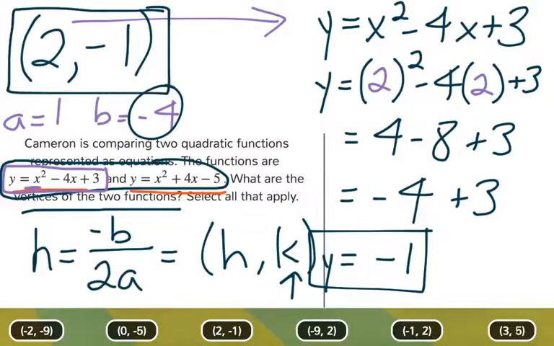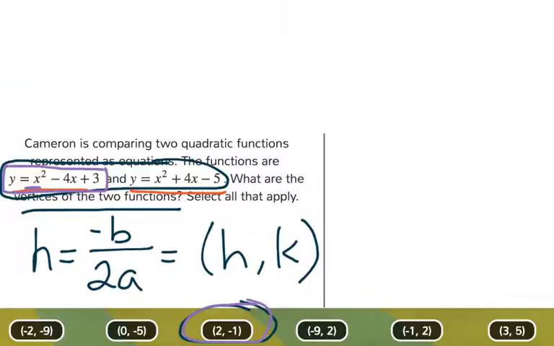So that is right here. The third answer choice at the bottom will be the vertex of that first equation. We'll need to do the same thing one more time for this second equation, and let's do this one a little quicker since you know the process now.